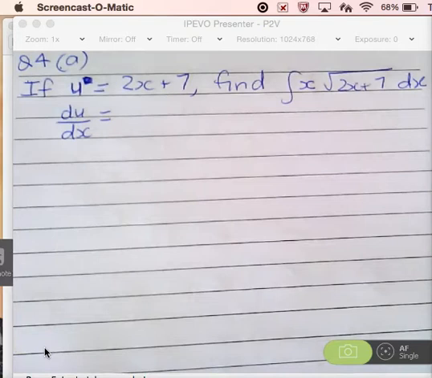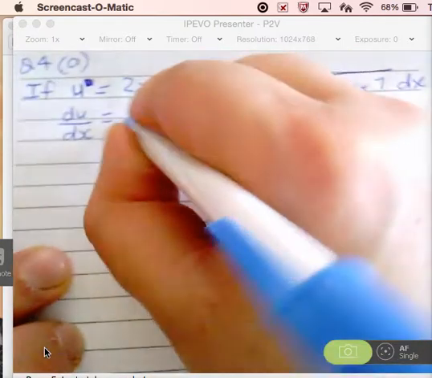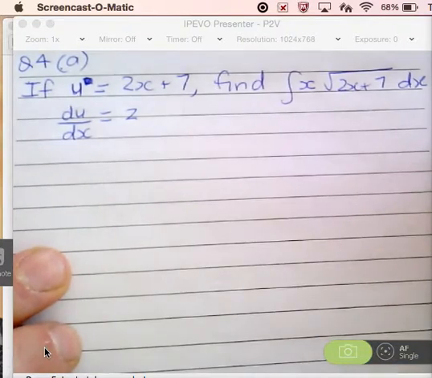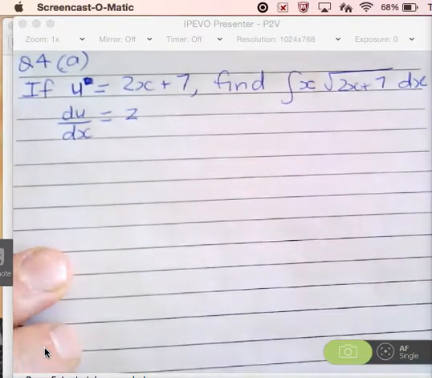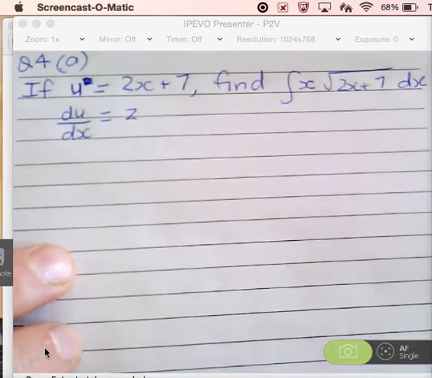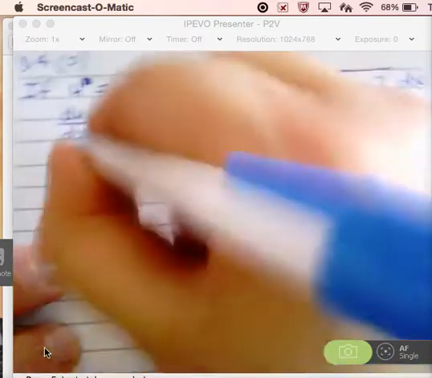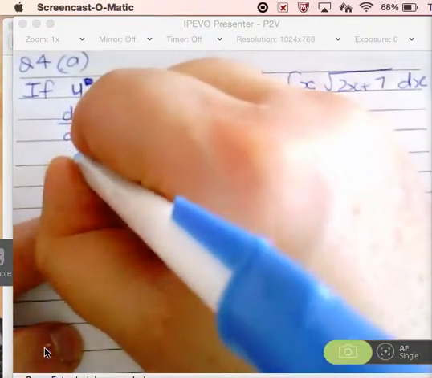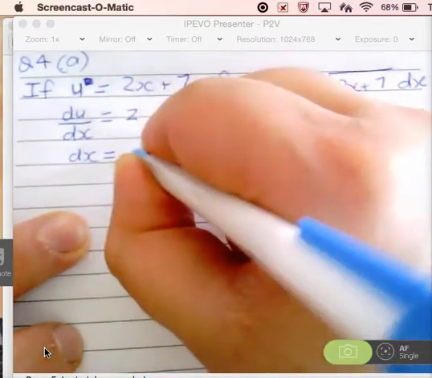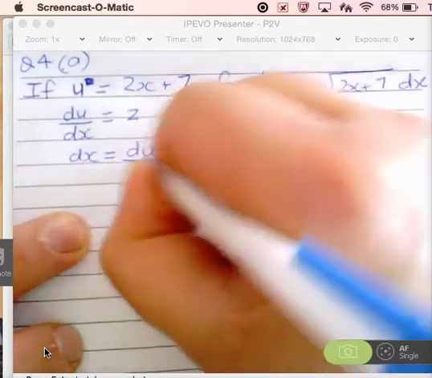If u is 2x plus 7, find the integral of x root 2x plus 7 dx. So du dx is just 2. No x's are going to cancel, so we've got to make some other substitutions. What else can we do? I would make dx the subject: dx is du on 2.